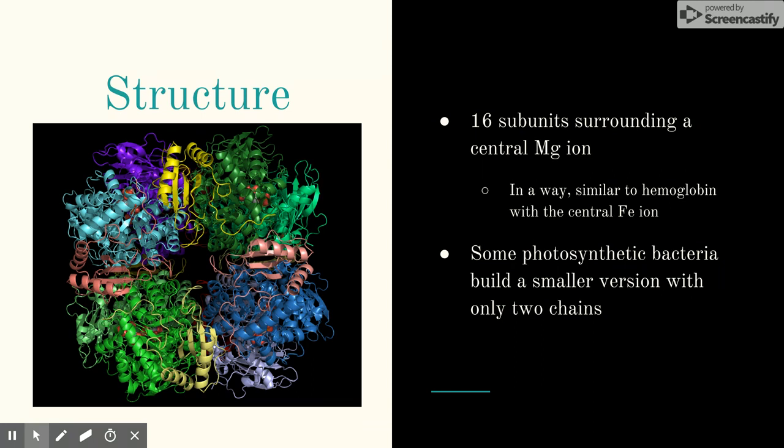This is the structure of RuBisCo in plants and different types of algae, while there is also RuBisCo that can be found in some bacteria. RuBisCo that is found in plants is a larger version, while RuBisCo that is found in bacteria is only formed from 2 of these protein chains. Both of these types of RuBisCo perform their catalytic task just as well.